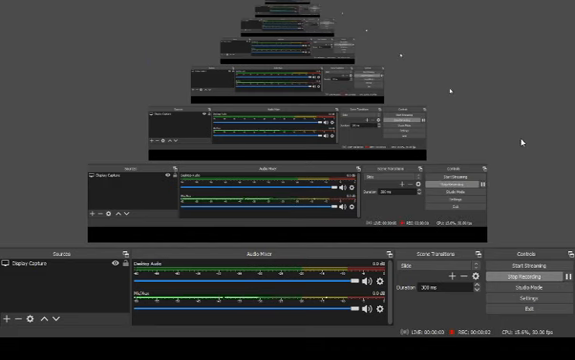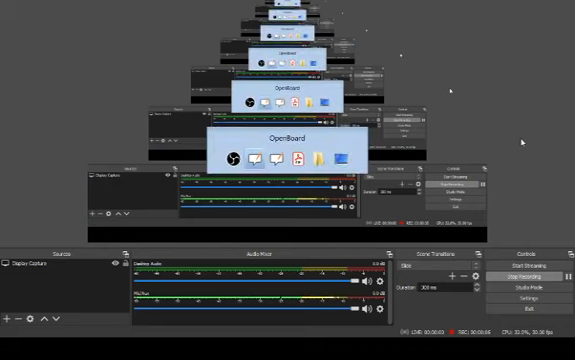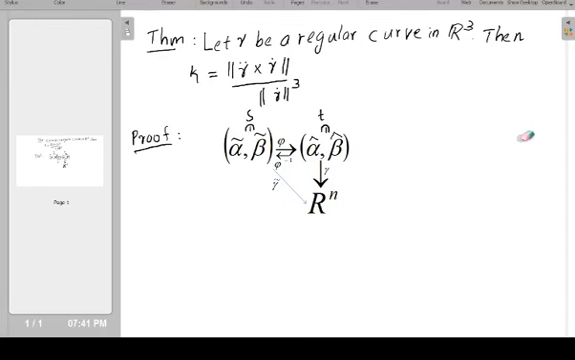Hello students, we have curvature defined for a unit speed curve. Suppose our curve is not a unit speed curve, then we can define its curvature as the curvature of the unit speed parameterization. Curvature of any unit speed reparameterized curve will be the definition of the curvature of the given curve.